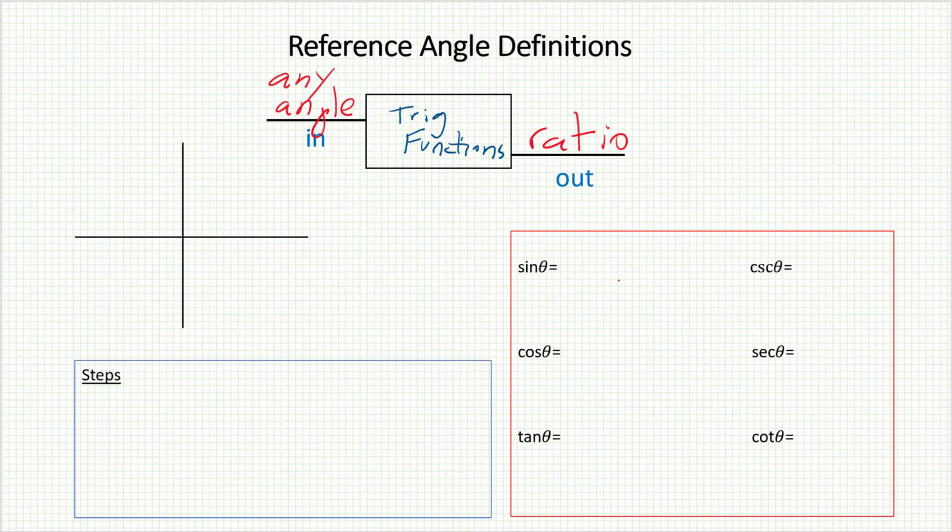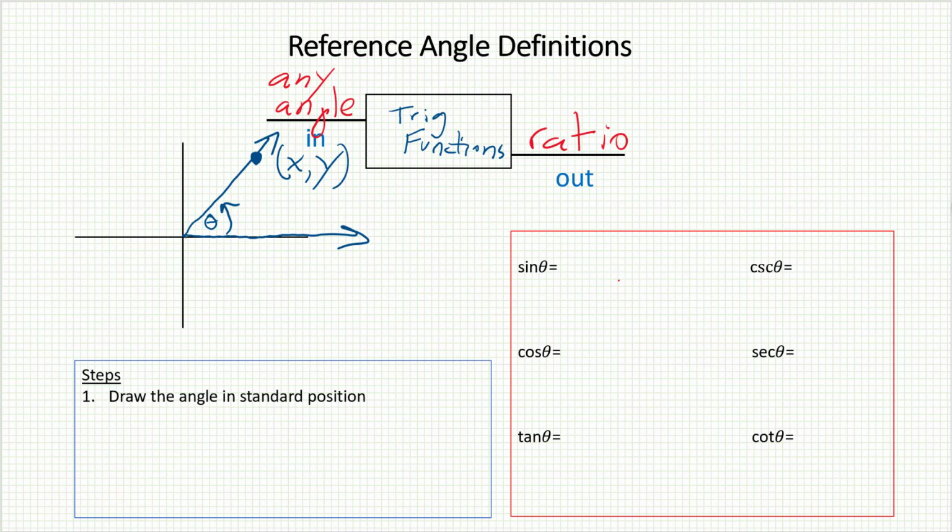Take any angle you want, go to the XY plane, and draw that angle in standard position. Here's an example angle I can use. Next, identify any point on the terminal side of that angle. Here's a point. I'll label its coordinates x, y. Then from that point, drop a perpendicular down to the x-axis. It must be the x-axis.